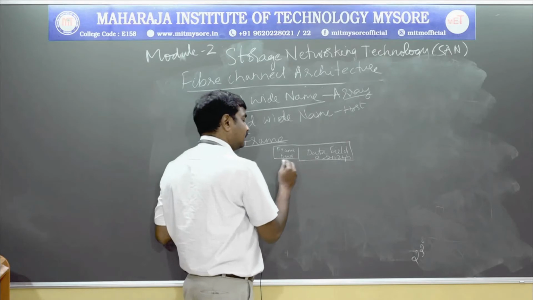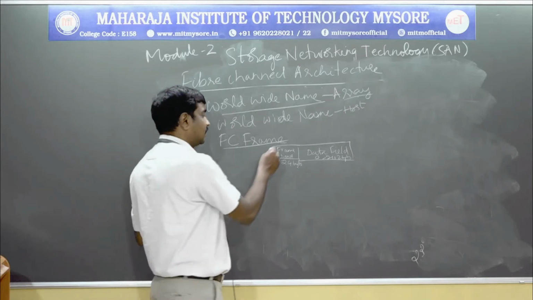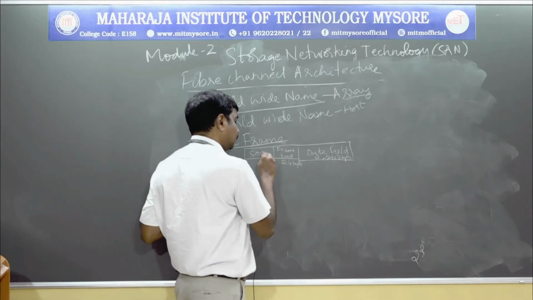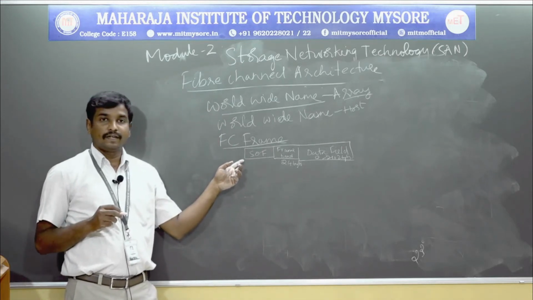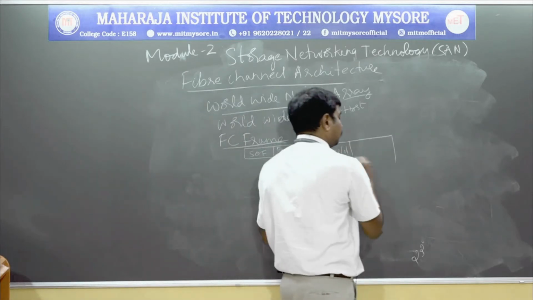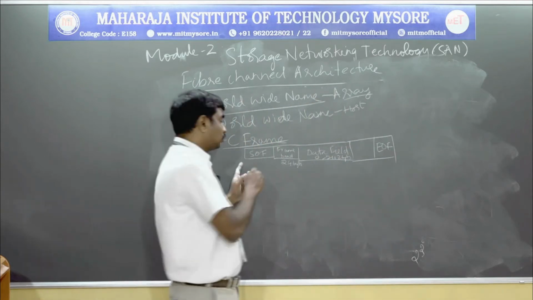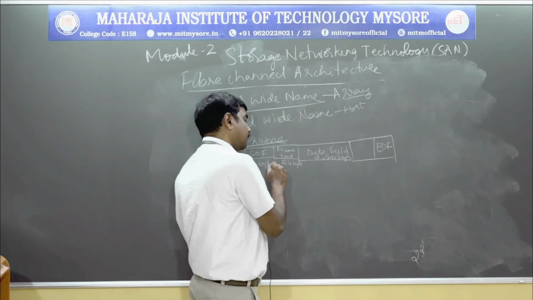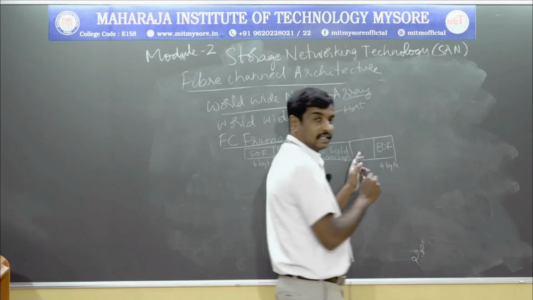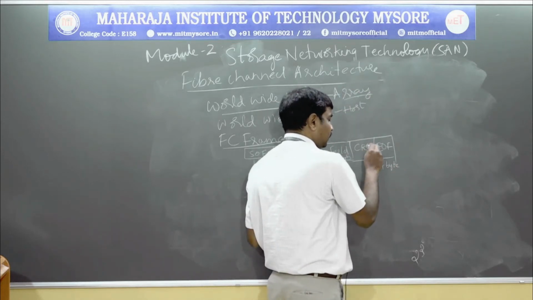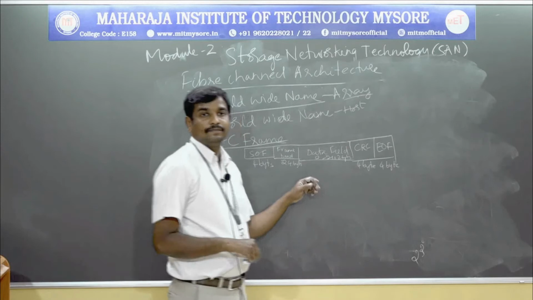The frame header contains 24 bytes. The frame also contains the start of the frame as well as the end of the frame. The start of frame should be 4 bytes, and the end of frame another 4 bytes. The next one is the CRC code, that means cyclic redundancy check. It is used for checking errors at the physical level.